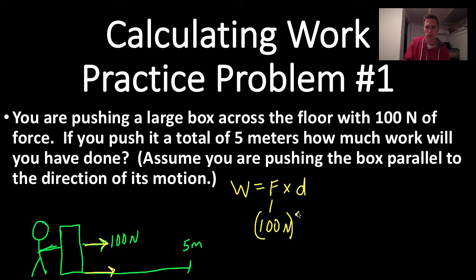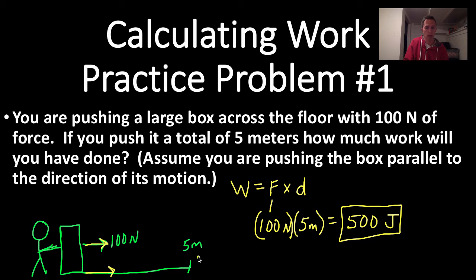Okay, and we're going to times that by the distance that you moved the box, which was 5 meters. So 100 times 5, you'll see, is 500 Newton meters, or in other words, 500 joules. So you will have done 500 joules worth of work by moving that box for the distance of 5 meters.